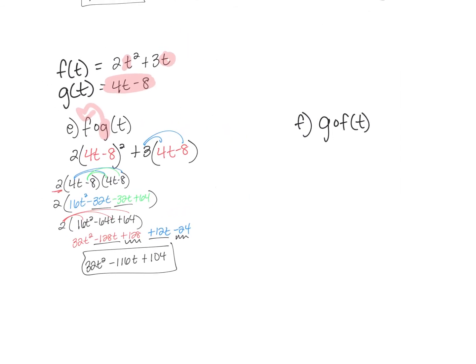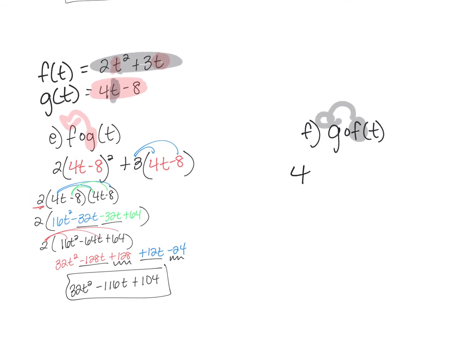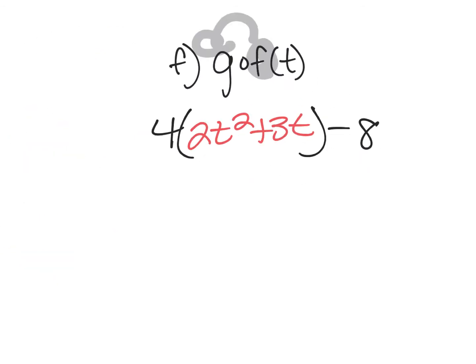Okay, so this time we're plugging in the f into the g. So taking this whole f and plugging it in for that g. This one is definitely going to be easier. So I have 4 times 2t squared. Oops, I'm changing colors. I'm trying to be good with my color coding on this. So 2t squared plus 3t. And then I have a minus 8 that I need to drop down.